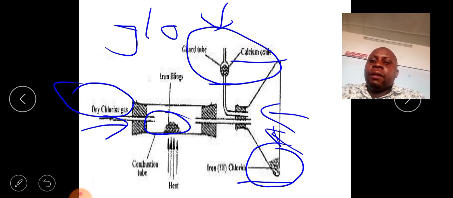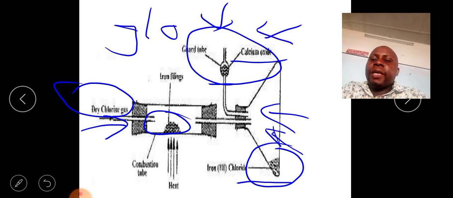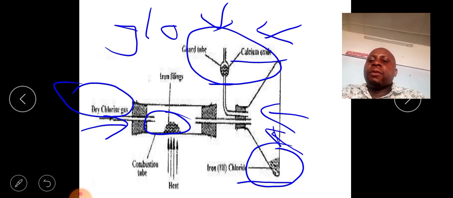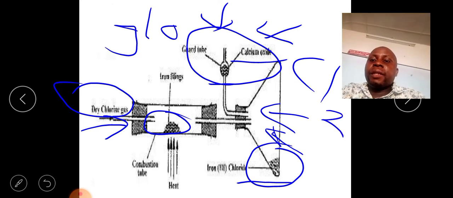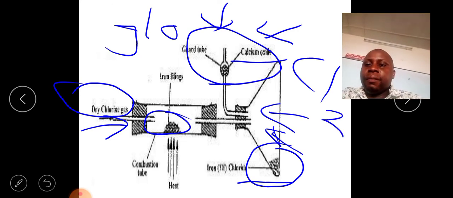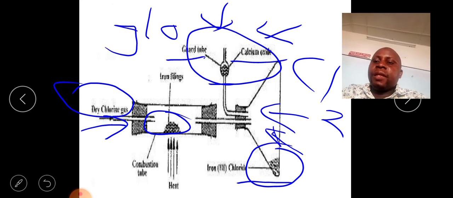The other function of calcium oxide here is also to react with the excess chlorine, because we learned that chlorine is poisonous, hence it has to be removed. So that is the purpose of this guard tube, which contains calcium oxide.